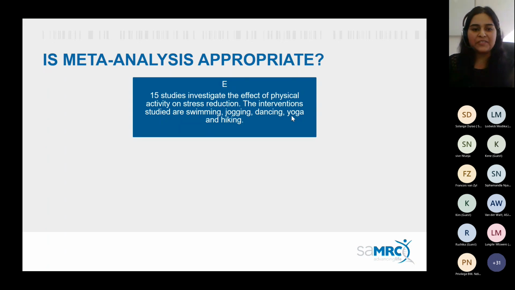And the last scenario, so E, 15 studies investigate the effect of physical activity on stress reduction. The interventions studied are swimming, jogging, dancing, yoga, and hiking. So would meta-analysis be appropriate in this case? Type in yes or no in the chat.